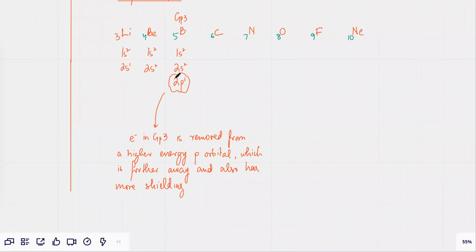The nucleus is already surrounded by two orbitals. Compared to that, for the 2s, the shielding is lesser. There's only the 1s orbital surrounding the nucleus, so the 2s electrons would come after that. So the shielding is lesser compared to the 2p. So the group 3 electron also has more shielding, compared to the group 2 element, where the electron is removed from a 2s orbital or a 2s subshell.